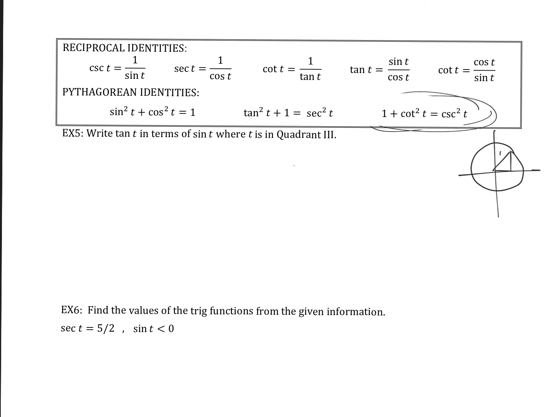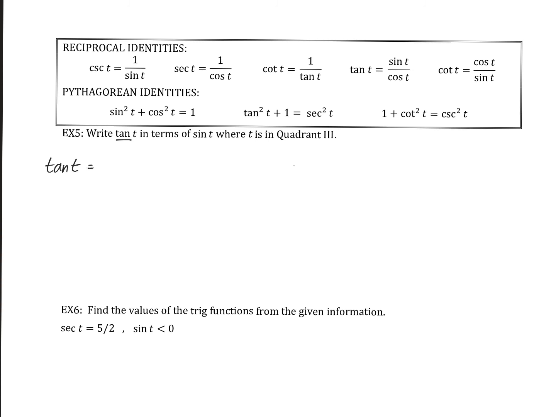Okay, so that's kind of where we prove where the identities come from. Let's go ahead and use them. For example 5, we're going to write tangent of t in terms of sine of t, where t is in quadrant 3. Well, how should we do this? Let's start with what we know, and we want to start with tangent of t. So tangent of t, what does that equal?